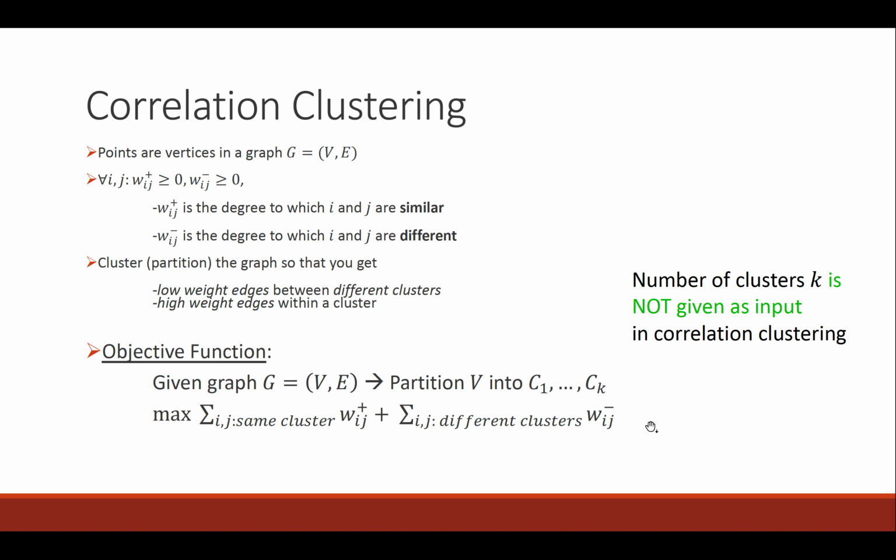And what is interesting to point out is that the number of clusters K is actually not given as an input. So in correlation clustering, you actually don't have to give the number of clusters as an input, and this can be seen as an advantage because you don't have to figure out the number of clusters or try different values for K until you get a satisfying output.